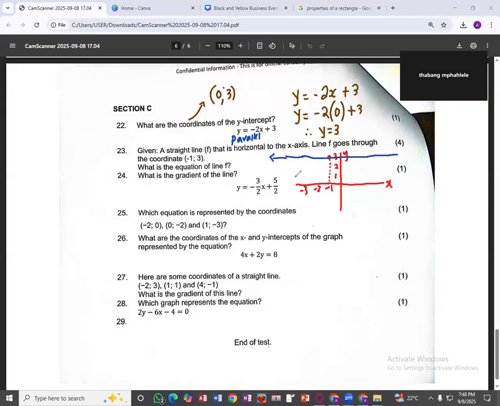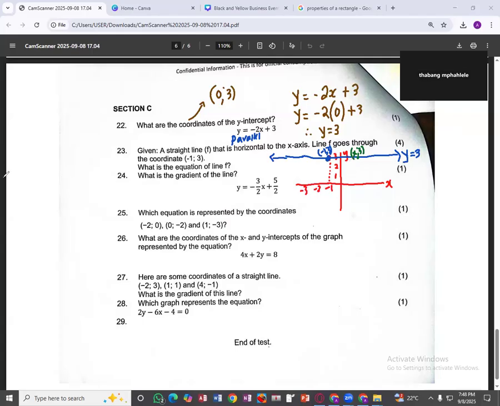And it's passing through a point here, which is (-1, 3). So they want to know the equation of this line. The equation of this line, guys, is y equals 3. Because a horizontal line will always have the value of y being 3 at any point. At this point, x is something, y is 3. A horizontal line does not change its y coordinate.